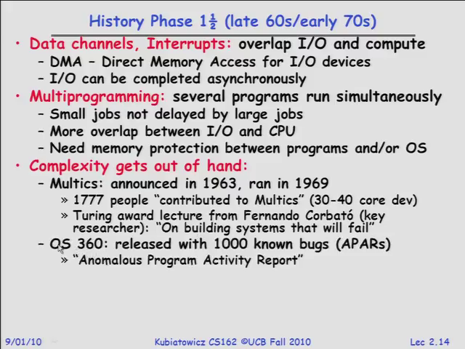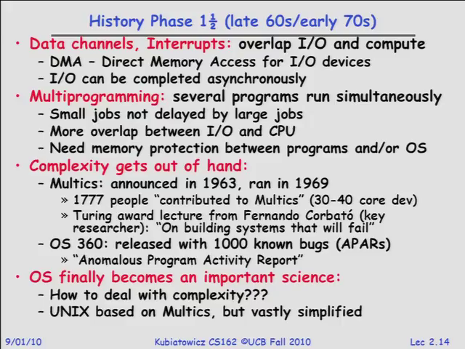There's another kind of operating system that's very similar in time to Multics: OS/360 was released. This is IBM's operating system, released with 1,000 known bugs, or APARs, which is IBM speak for anomalous program activity reports. So we're going to release this brand new operating system and it's got 1,000 APARs. Okay, I guess that sounds better than anomalous program activity reports.